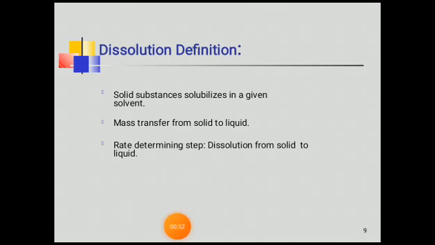Okay, see, rate determining step or rate limiting step means what? It is the process which shows a very slow rate of releasing drug. So that is called the rate determining step.